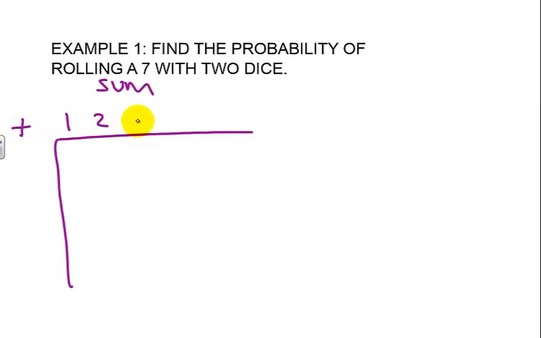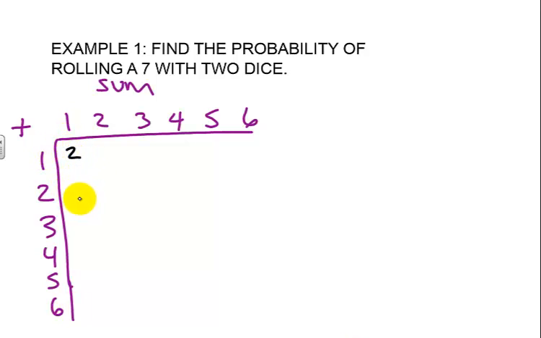So my first die: 1, 2, 3, 4, 5, 6. These are my outcomes: 1, 2, 3, 4, 5, 6. Now because I'm looking for the probability of the sum, I need to add these together. So I could have the 1 and the 1, which is a 2.